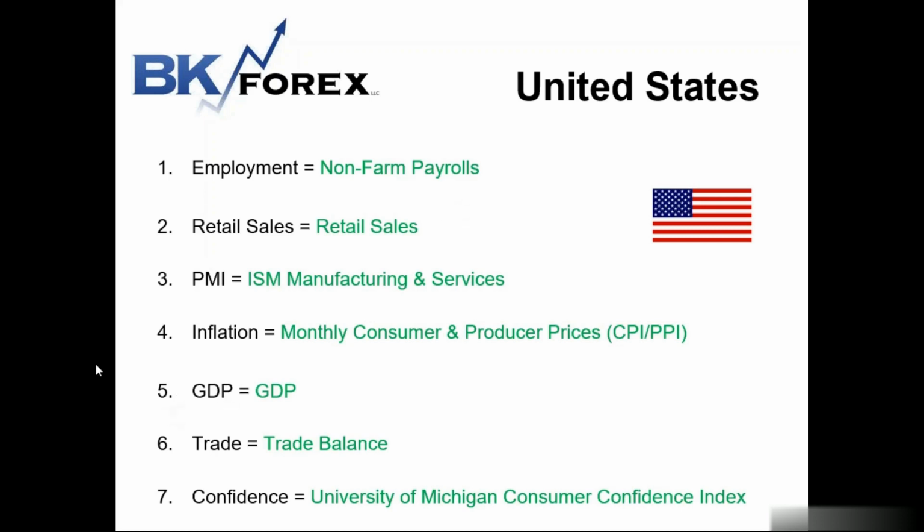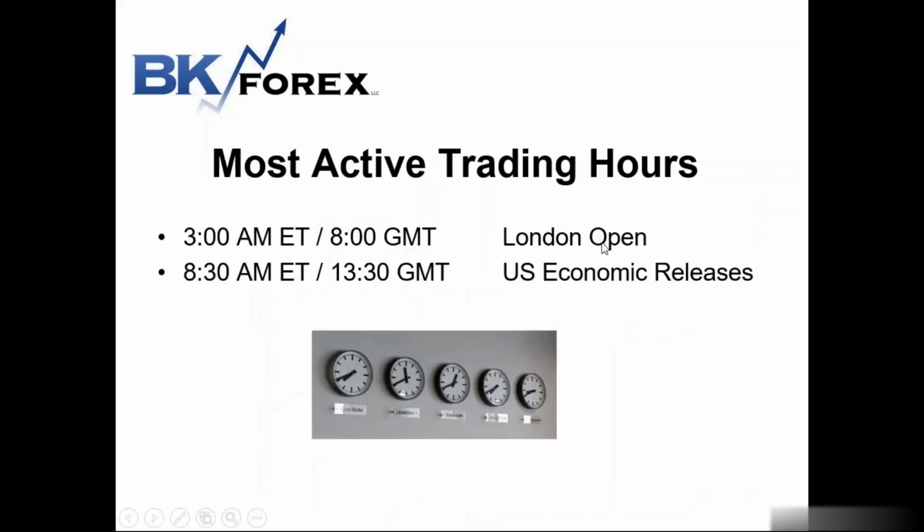The most important economic releases for the U.S. are the following. Non-farm payrolls, retail sales, PMI manufacturing, services, the monthly CPI inflation numbers, GDP, trade balance, and the University of Michigan Consumer Sentiment Index. The dollar is the most active pretty much around the London Open and when U.S. economic reports are released. U.S. economic reports are typically released at 8:30 or 10 o'clock New York time, but the FOMC minutes, when they do come out, are released at 2 p.m.